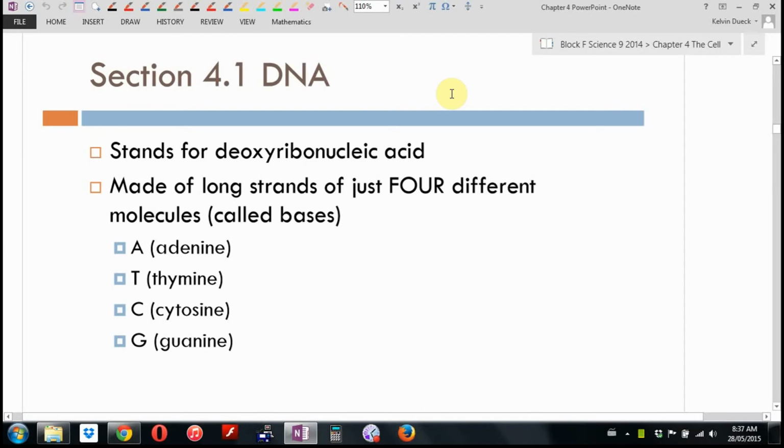DNA stands for, you want to copy this out carefully. I will not make you regurgitate this word. We will use DNA as our abbreviation for the rest, but it does stand for deoxyribonucleic acid. In Science 10, you'll learn what an acid is and what makes it an acid.